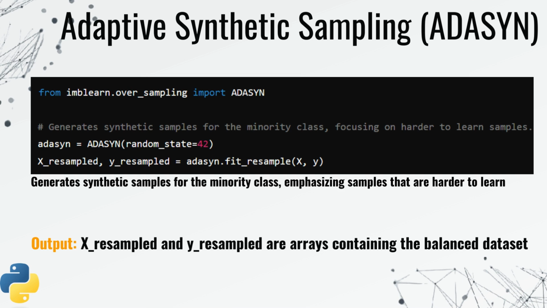Okay, so first you assign ADASYN with the random state of 2, then you assign X_resampled and y_resampled with adasyn.fit_resample on x and y. You should have the x and y values. This is just a small example, you have to write the entire code.